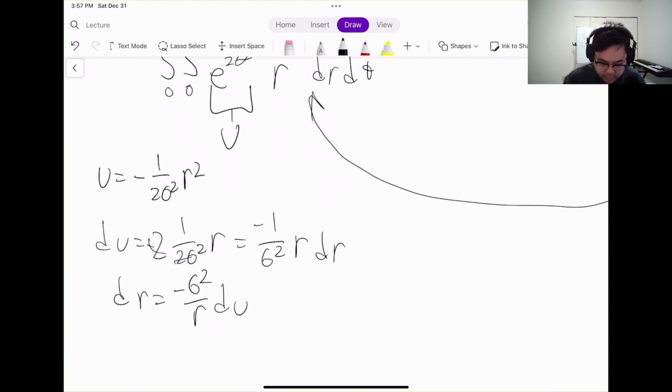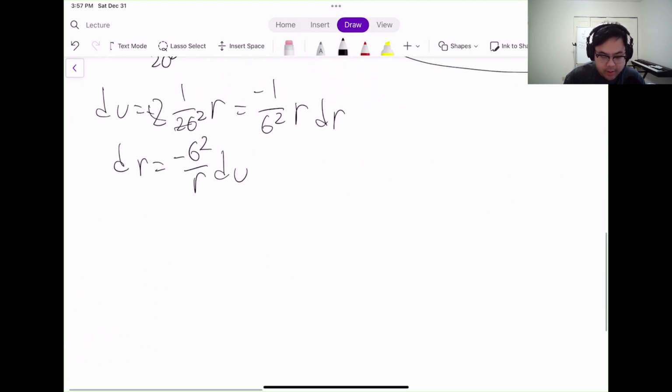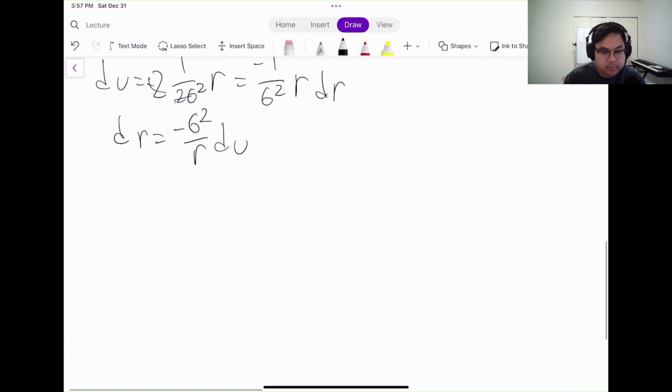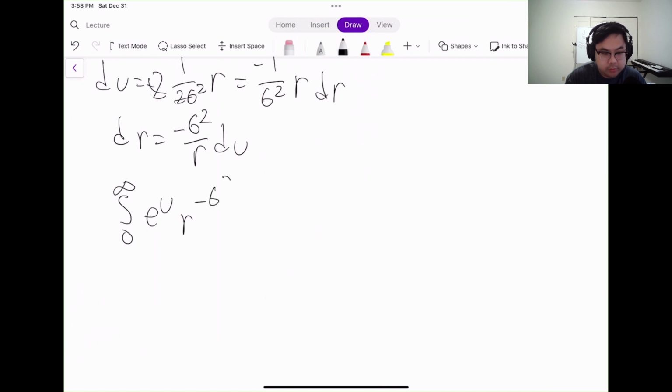Du, because we're changing the du. We're just replacing that. So now what we can do here is integrate this part first. So we've got e to the u r negative sigma squared over r du. Well, what do we have here? These cancel, right? These cancel. So now we can bring this out front.